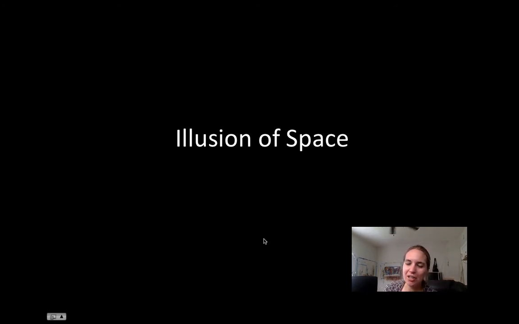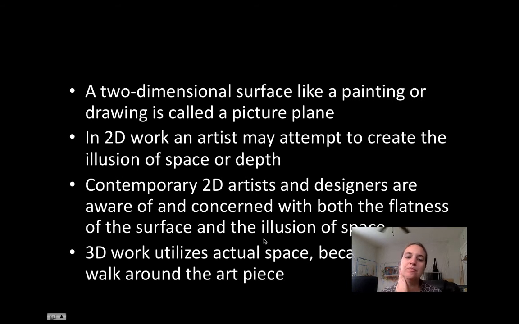All right, we're going to learn about space and what space is and how you create the illusion of space. A two-dimensional surface, okay, so I have this right here. This two-dimensional surface right here is called a picture plane. The picture plane is flat, and when we want to create dimension, we have to create the illusion of space or depth.